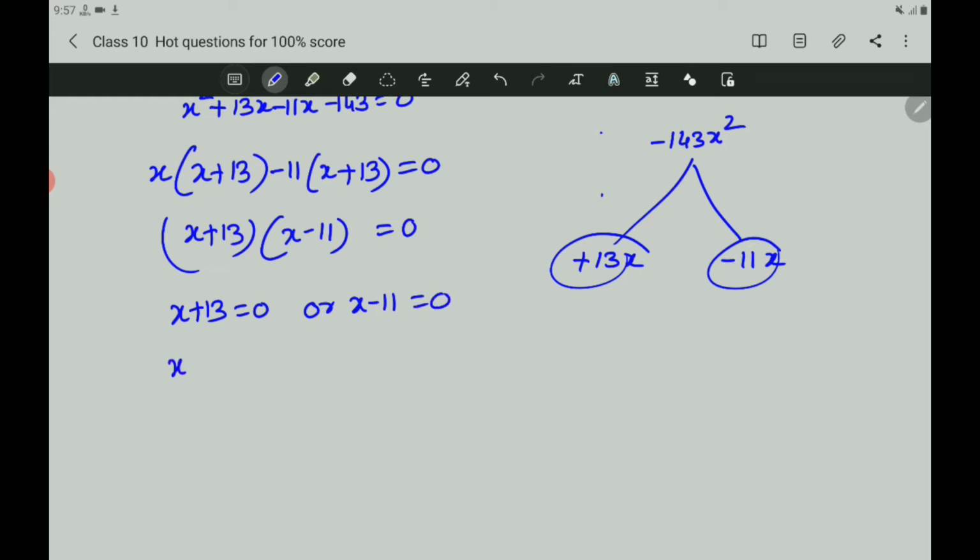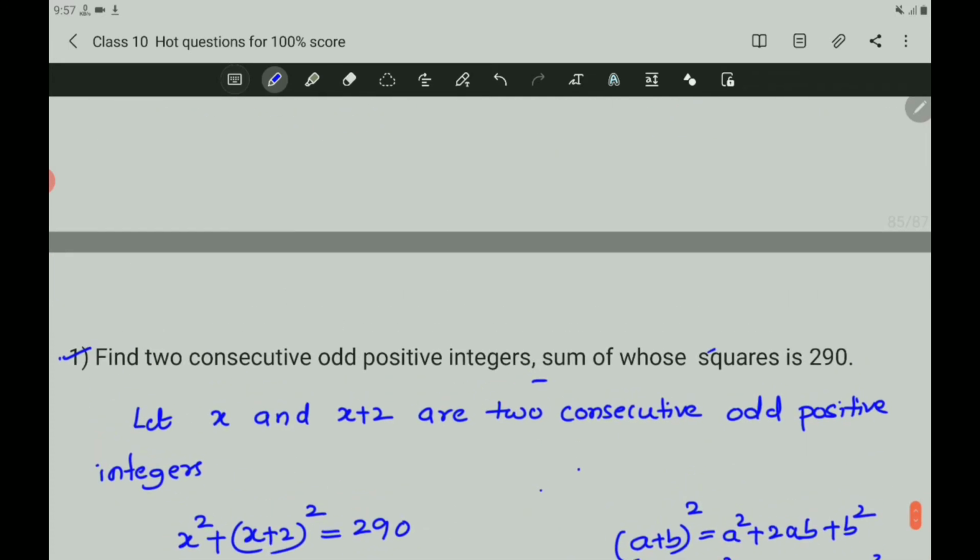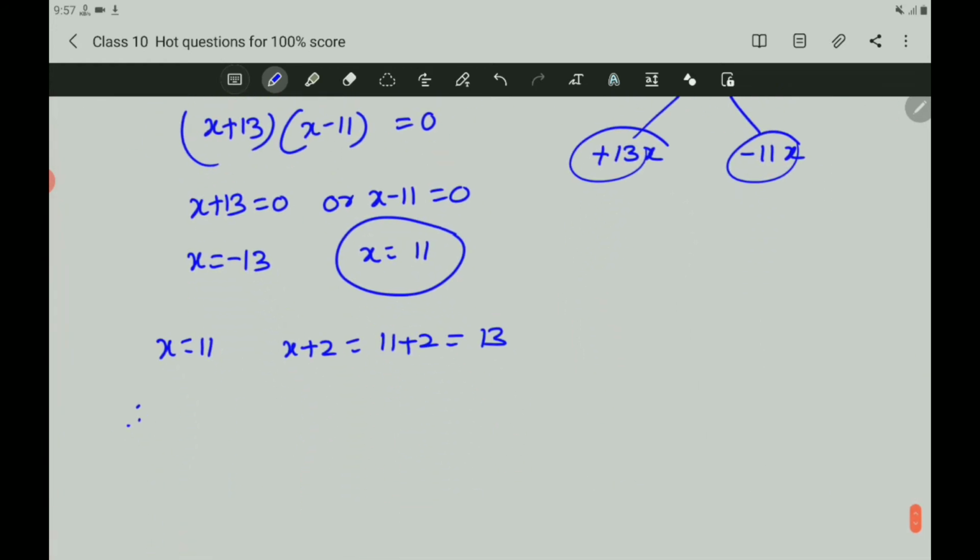Then you solve these two equations: x equals minus 13 and x equals 11. As they are positive integers, you consider the positive. So you take x equals 11. The next one is x plus 2, that is 11 plus 2 equals 13. Therefore, the two consecutive odd positive integers are 11 and 13.